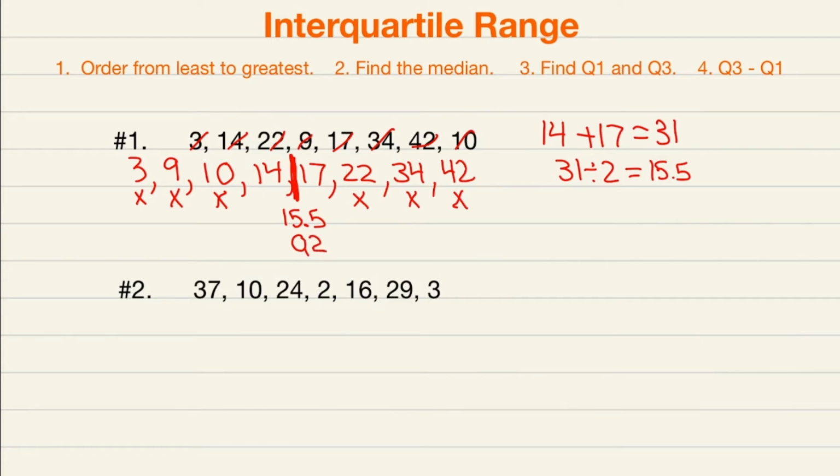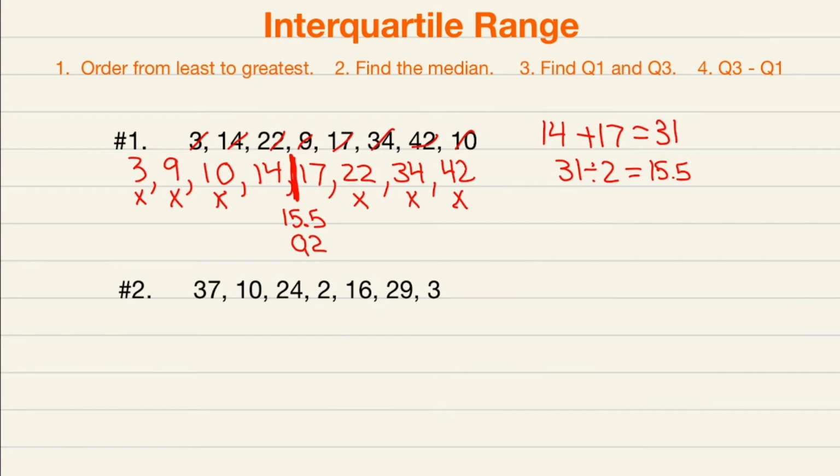Also, where I put my line at, notice how it splits the data perfectly in half. There's 4 numbers below the line, and there's 4 numbers above the line. If you ever find your median and you don't have the same amount of numbers on the left and right-hand side of the line, then that means you made a mistake somewhere. You should have the same amount of numbers on the left and on the right side.